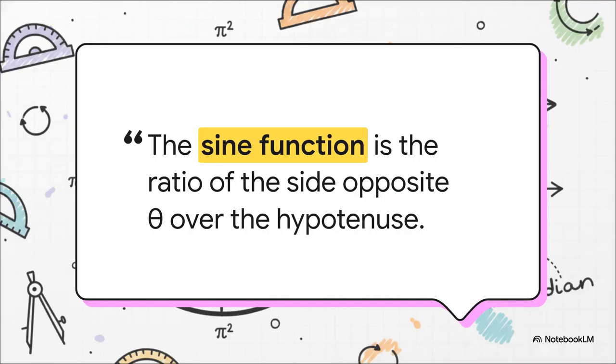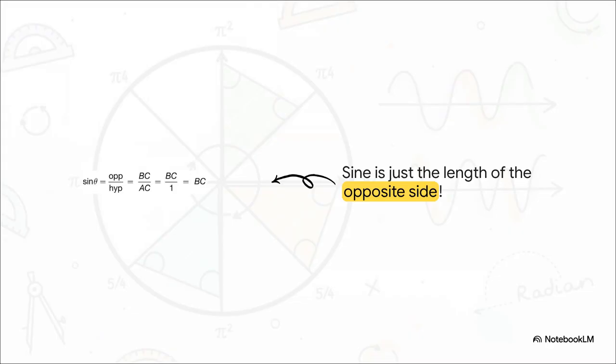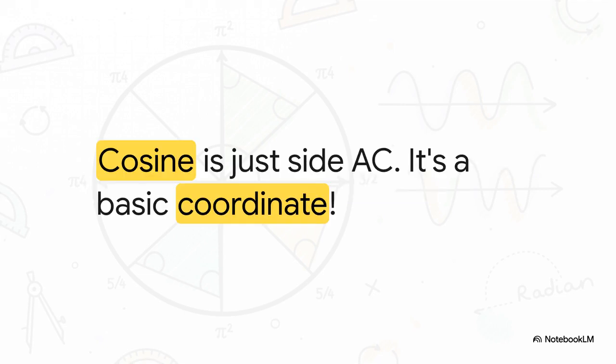Normally, finding sine means dividing opposite by hypotenuse. That usually guarantees a terrifying, totally messy fraction. But wait, since our hypotenuse is exactly 1, the fraction just vanishes. Sine is literally the opposite side's length. Same exact thing for cosine. It just becomes the horizontal line, turning complex trig into basic map coordinates.